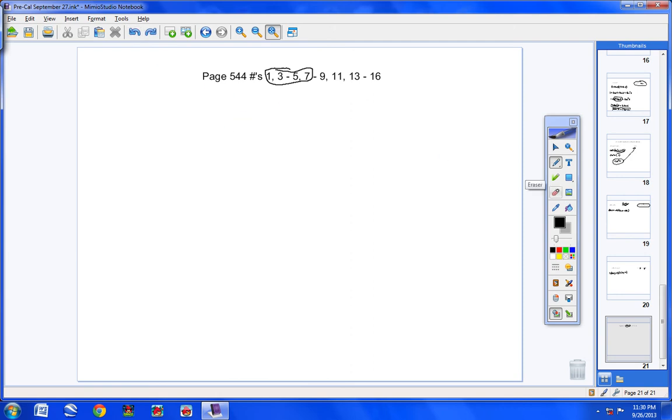But for numbers 9 through 16, 9, 11, 13, 14, 15, 16, those are the ones where you factor first and then simplify. So please don't look at the answer in the back of the book until you first do what on your own? Yeah, you guessed it, factor. And then when you're done factoring, then turn to the back of the book and look at the answer, and then take that problem and see if you can simplify it a little further, okay?